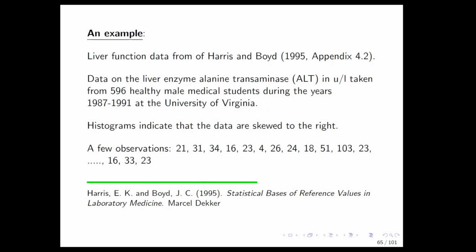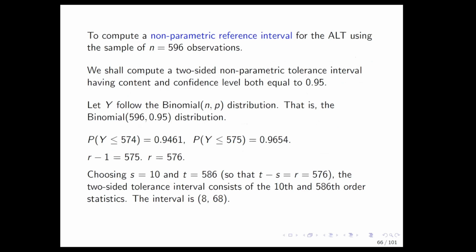Sample size is 596. We will compute what is called a non-parametric reference interval. Namely, I want to compute an interval so that the content is 0.95. So 95% or more of the people will have their ALT levels within that interval with confidence level 0.95. So you look at binomial N P, N is 596, P is 0.95. And then if you look at the binomial CDF at 574, it is slightly below 0.95. At 575, it is slightly more than 0.95. So R minus 1 is 575, R is 576.